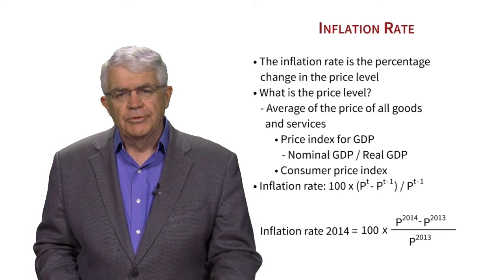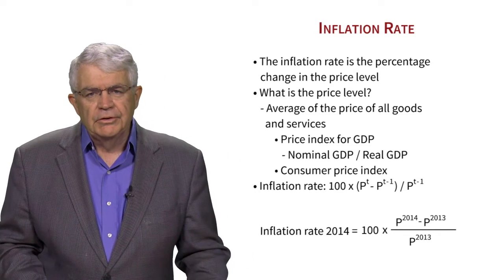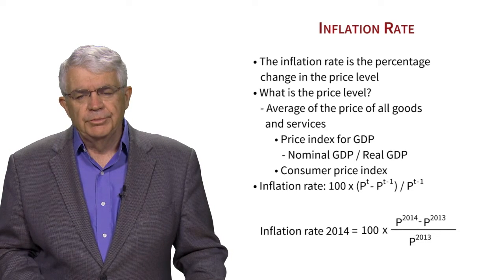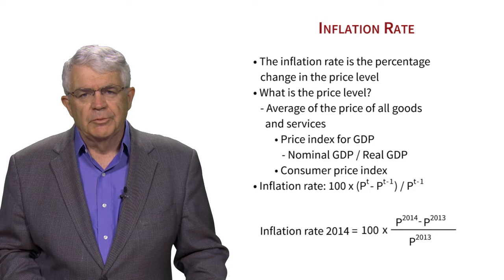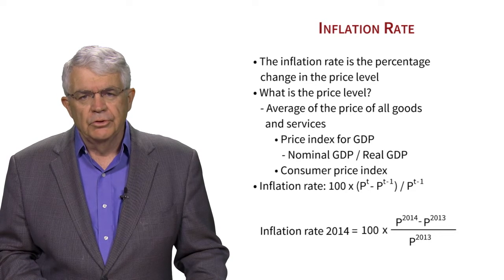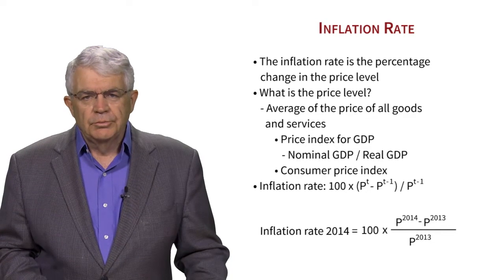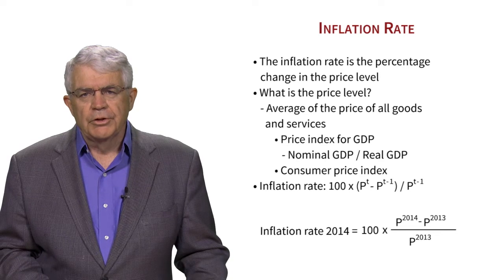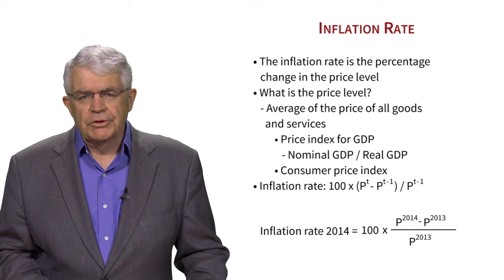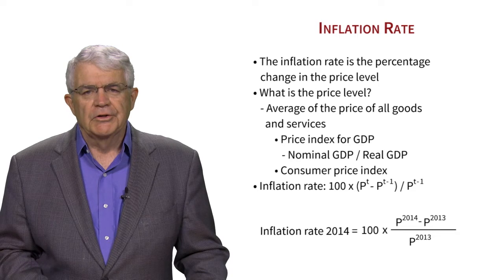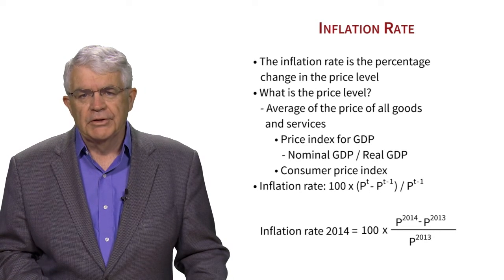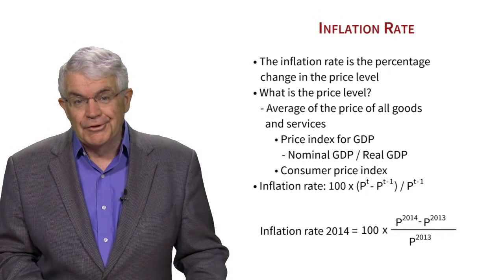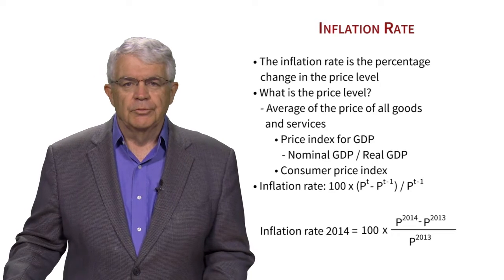So for example, if the price last year, P, the price index, was 100, and the change in the price from last year to this year was 2, then the (P minus P₋₁) over P₋₁ would be 0.02. We multiply by 100 and we get 2, and we'd say the inflation rate is 2%. Again, as the price index or the average price went from 100 to 102, that's an inflation rate of 2%.